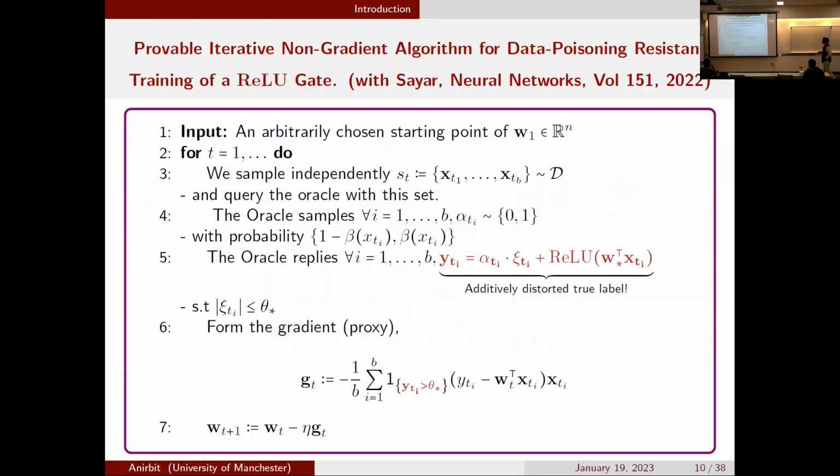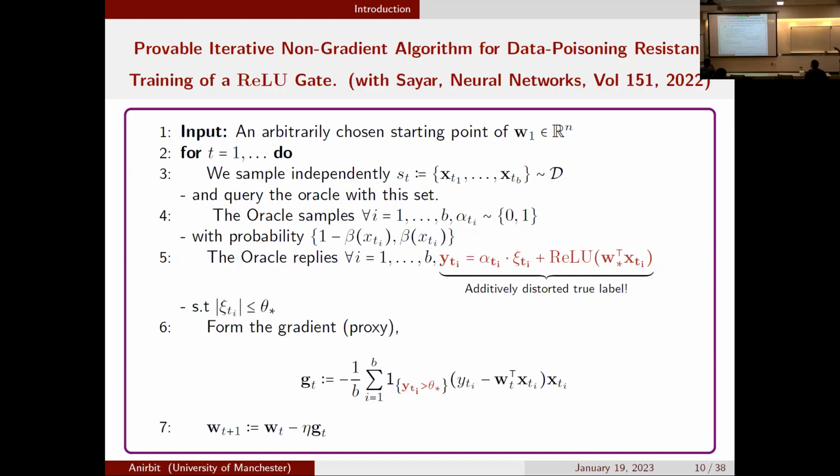Okay. So the simplest setting for a single ReLU gate training would be an algorithm like this. You take an arbitrarily chosen starting point for the algorithm, W1. It's an iterative algorithm. We sample a batch of B samples from the data, from the distribution D. We query an oracle with your sample data. The oracle returns the evaluation of a single ReLU gate at your sample data, but adds to it a distortion, which is probabilistic and bounded. So alpha_t's are biased coin tosses, and xi_t's are a bounded distortion that's being added. So this is like a data poisoning attack. It's the simplest model of a data poisoning attack on a ReLU gate.